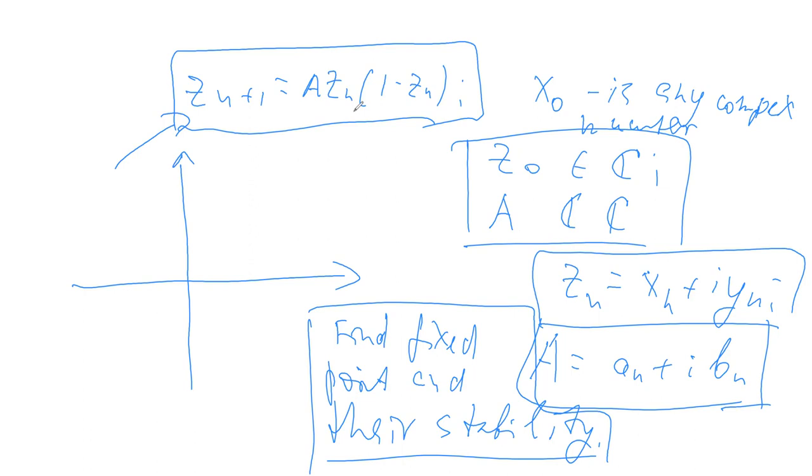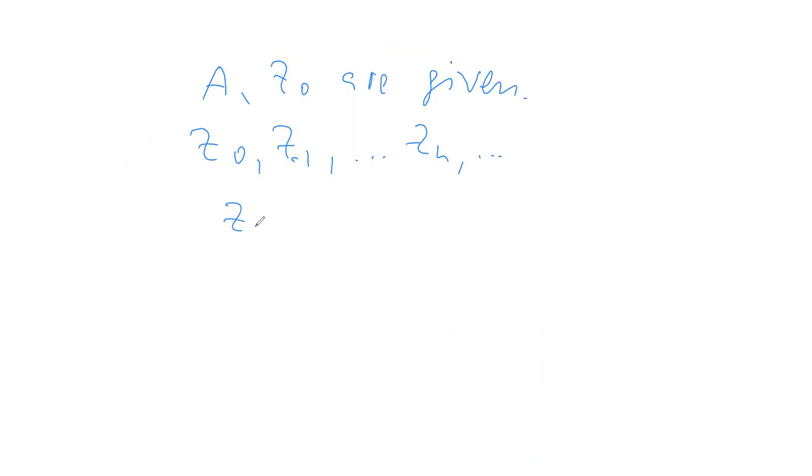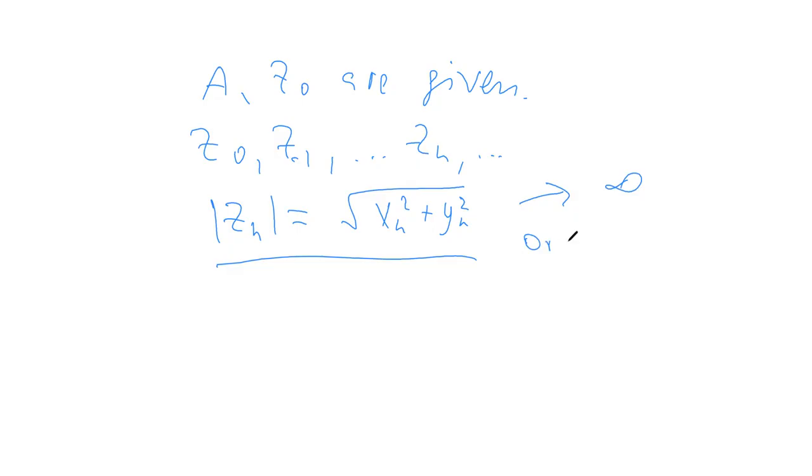Let's say A and Z naught are given. Then we will have solution Z naught, Z1, and so on, Zn, and so on. Now let's consider the absolute value of Zn, which is the square root of xn squared plus yn squared. It is the modulus of a complex number. And the question here is whether it tends to infinity or not.